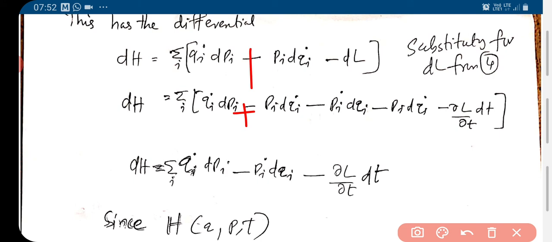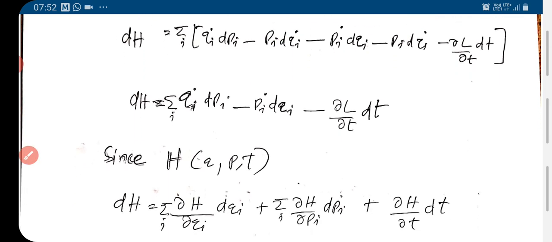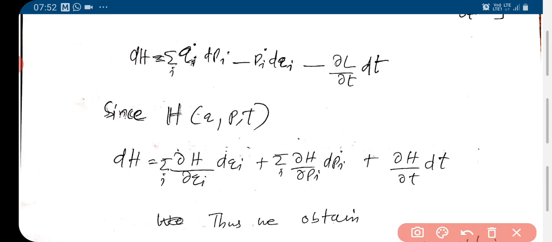And as we substitute for that, we have this, and this term will get cancelled. Okay, and we have qi dot dpi minus pi dot dqi minus ∂L/∂t dt. This is dH. And since H is a function of q, p and t, we define H as a function of p, q and t. It varies with pi, it varies with qi, it varies with t.